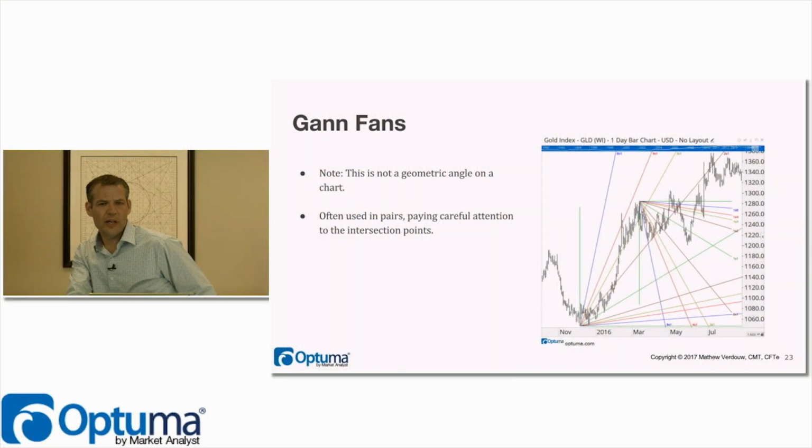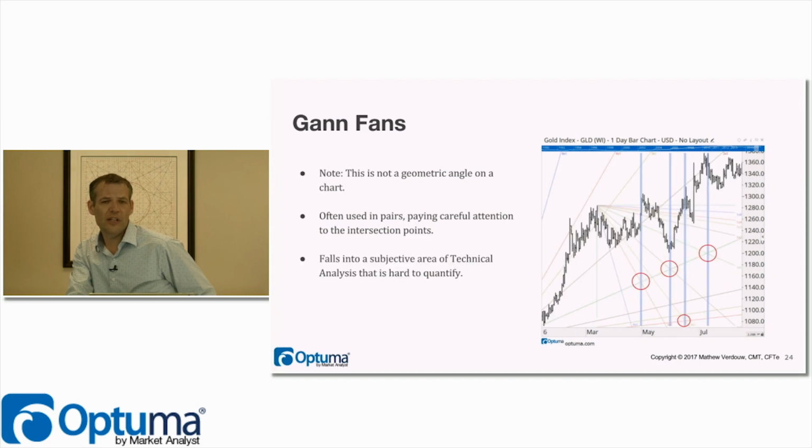Just a quick note there, they're not geometric angles, they are actual calculations. Very interesting concept, the way that we work with time and price there. If you ever use these, the intersection points are the most interesting when you have two Gann fans, and you can see a couple of intersection points there on that chart from two previous fans. The intersection points in the future were all very interesting, and I didn't even highlight all of them there.